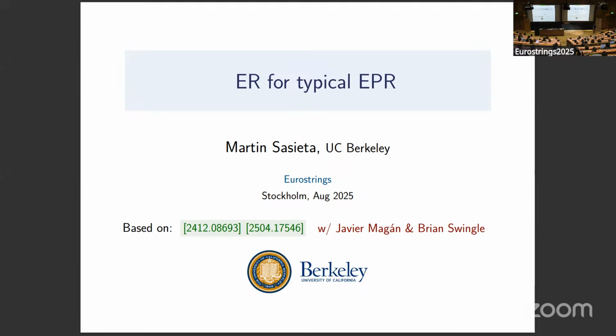Everything that I'm going to say today is going to be based on these two papers that came out earlier this year, in collaboration with Javier Magan, who's at the Instituto Balseiro in Argentina, and with Brian Swingle, who is at Brandeis.